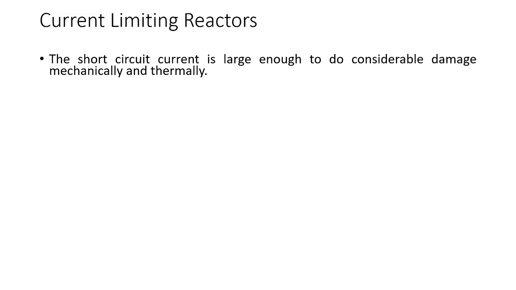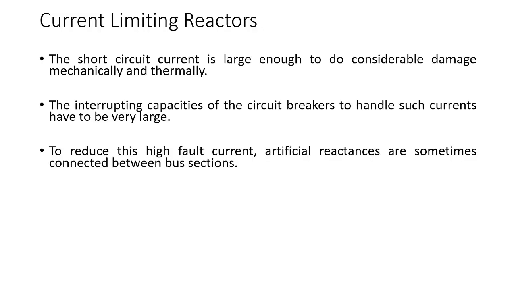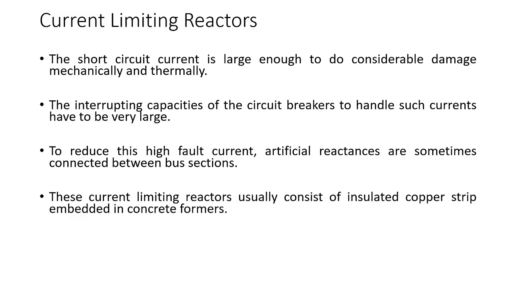Next we come to current limiting reactors. The short circuit current is large enough to do considerable damage mechanically and thermally. That is clearly understandable. The interrupting capacities of the circuit breakers to handle such currents have to be very large. To reduce this high fault current, and to make it possible to use circuit breakers of lower ratings, we can connect artificial reactances between bus sections to reduce the fault current. And obviously if we reduce the fault current, we can reduce the ratings of the circuit breakers connected in that line.